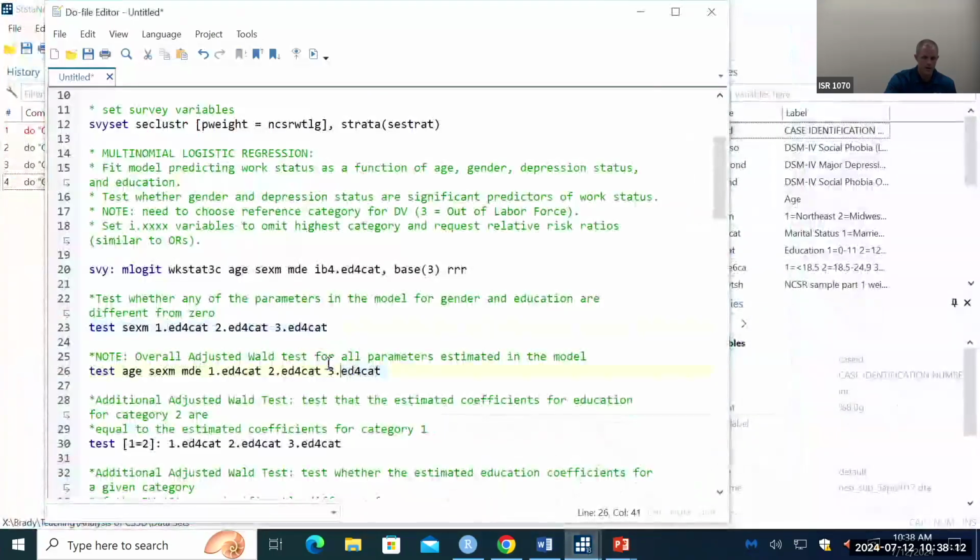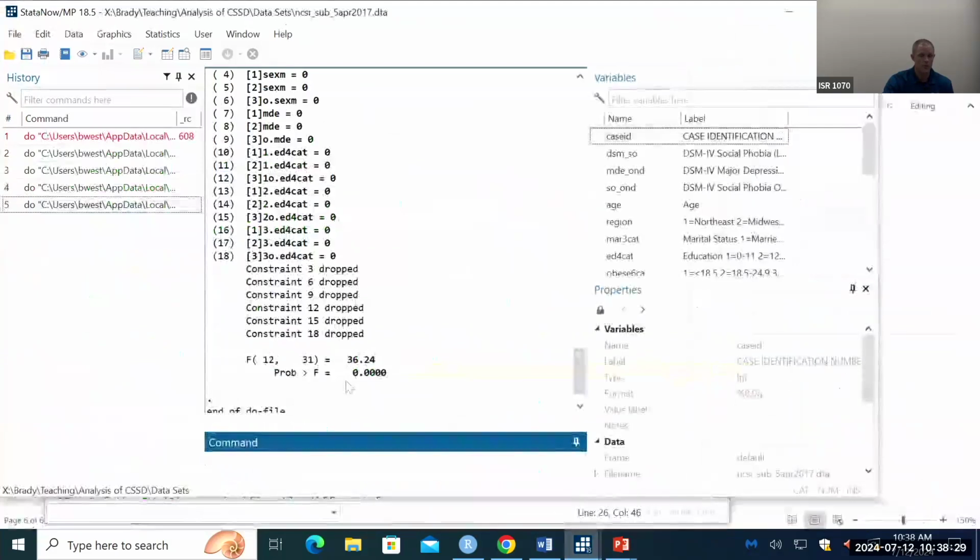Okay. Here's the overall test for all of the parameters that are being estimated in the model. So there we're including age, gender, MDE, and all 3 of the non-reference education categories. Okay. So if I do this test, okay, 12 parameters now being tested. It's clear that some of them matter. Where else in the Stata output am I going to see that exact same test?